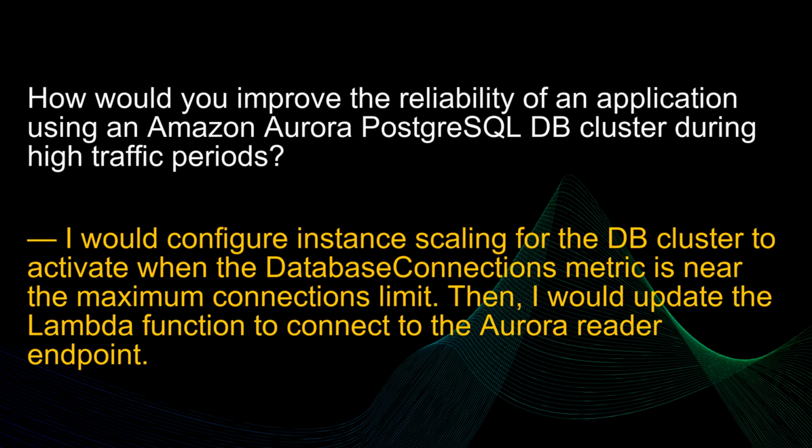How would you improve the reliability of an application using an Amazon Aurora PostgreSQL DB cluster during high traffic periods? I would configure instance scaling for the DB cluster to activate when the database connections metric is near the maximum connections limit. Then, I would update the Lambda function to connect to the Aurora Reader endpoint.